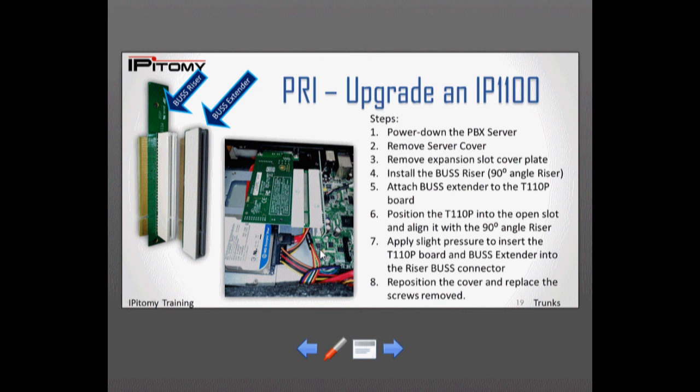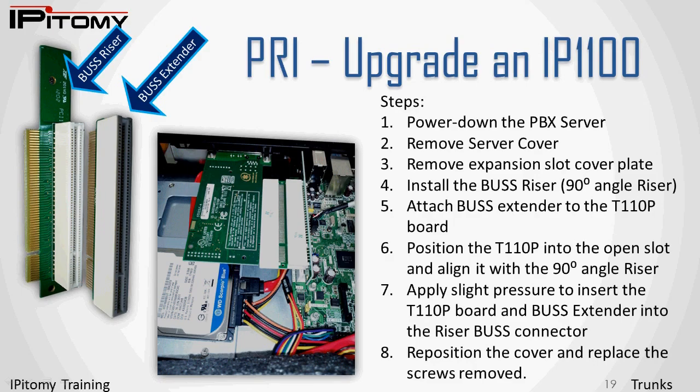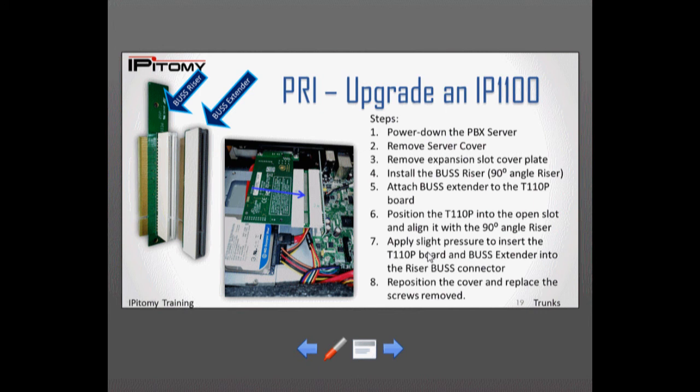First, power down the PBX server, remove the cover, remove the expansion slot cover plate from the back side of the server, install the bus riser, and then attach the bus extender to the PRI board that's being installed. Position the PRI into the open slot and align it and the bus extender into the 90-degree angle riser. Apply slight pressure to insert the PRI board and bus extender into the bus riser connector. Reposition and replace the screws for the server cover.